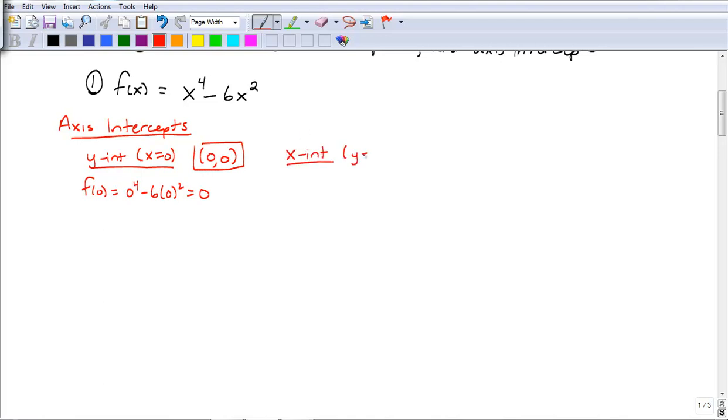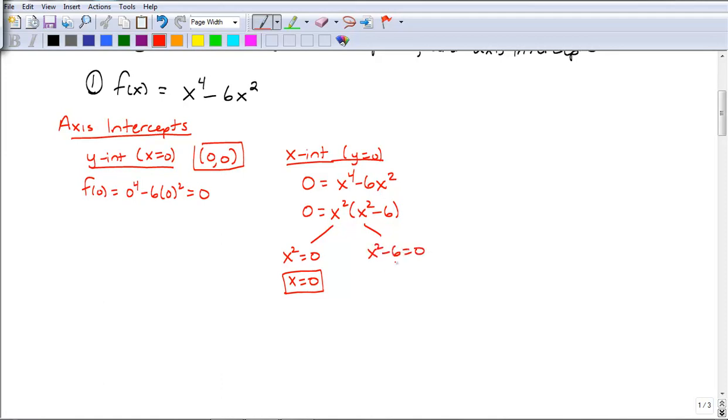If I want to find the x-intercepts, I set y equal to 0, and that's where f of x sits. x to the fourth minus 6x squared equals 0. I can factor out an x squared, and I'm left with x squared minus 6. So x squared equals 0 tells me x could be 0. x squared minus 6 equals 0 tells me x is plus or minus square root of 6. So there are three x-intercepts: (0, 0), (positive square root of 6, 0), and (negative square root of 6, 0).